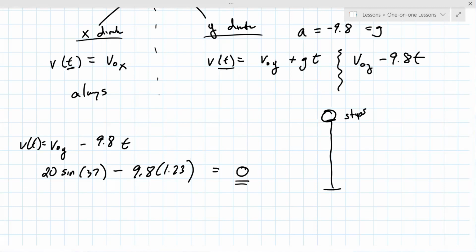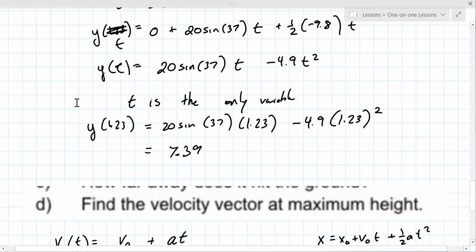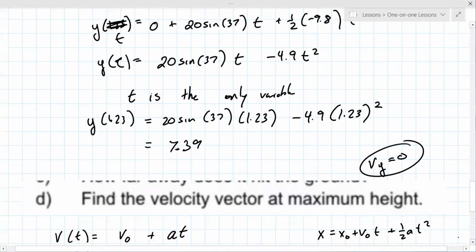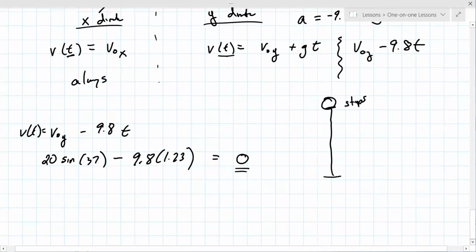So the question being asked here, part D, is a conceptual question. Conceptual questions are questions where you're supposed to know the answer without doing the math. The velocity vector at the maximum height: the velocity in the y direction is always 0 there, but not x. The y is always 0, meaning it's neither going up nor down at that point. But there is an x component to its velocity.